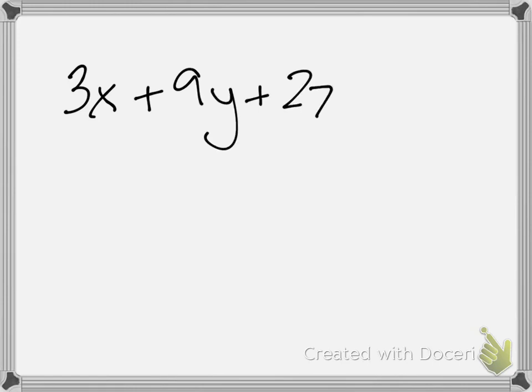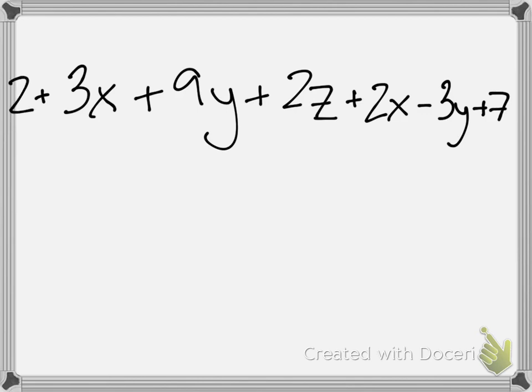Let's do this problem. I want you to simplify 3x plus 9y plus 2z plus 2x minus 3y plus 7. There we go, a nice big thing right there. So here's what we have. I want you guys to combine the like terms and write me my answer.